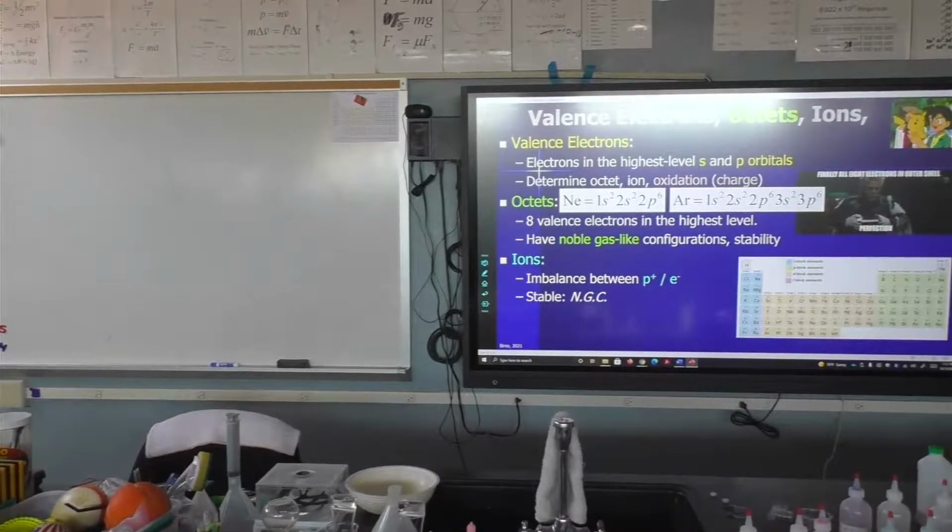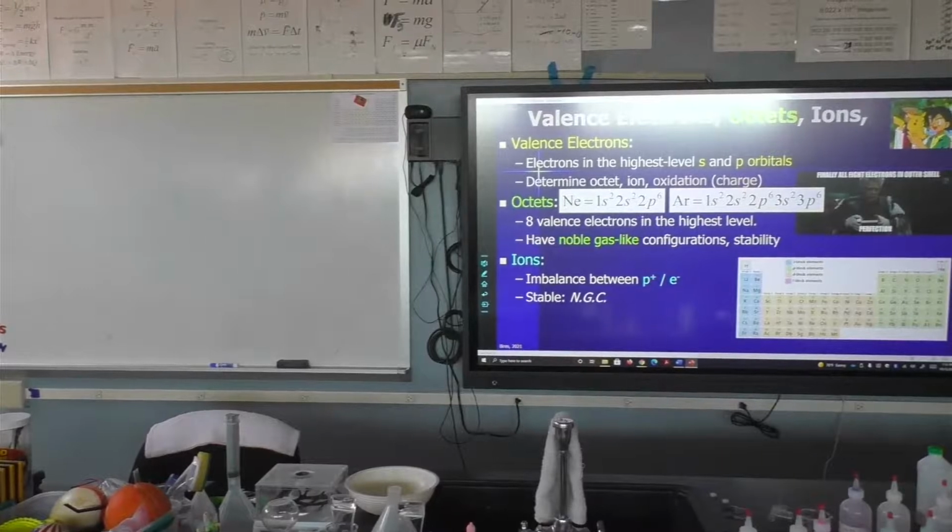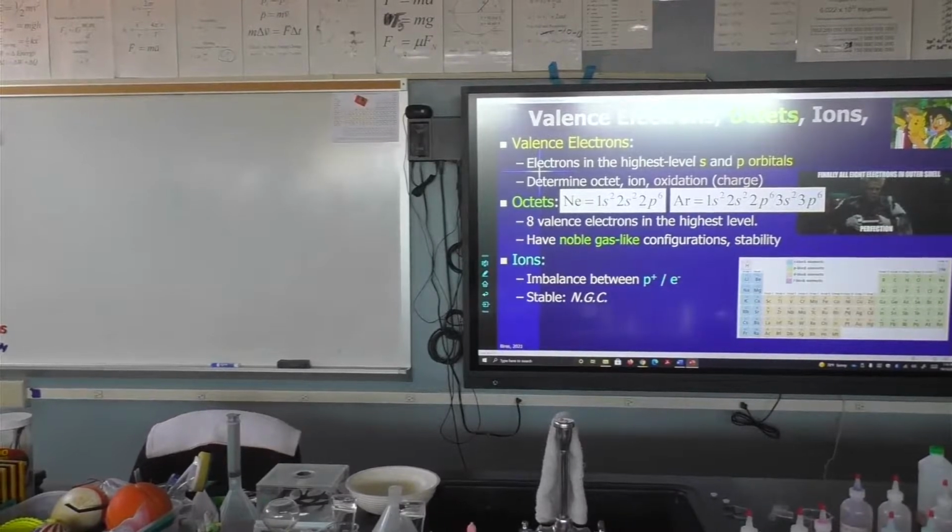Group 1 has how many valence electrons? 1. Group 2 has how many? 2. Group 13 has? 3. Group 14 has? 4. Group 15 has? 5. Group 16 has? 6. Group 17 has? 7. Group 18 has? 8. All right, so if you're in group 17, you want to gain 1 electron.